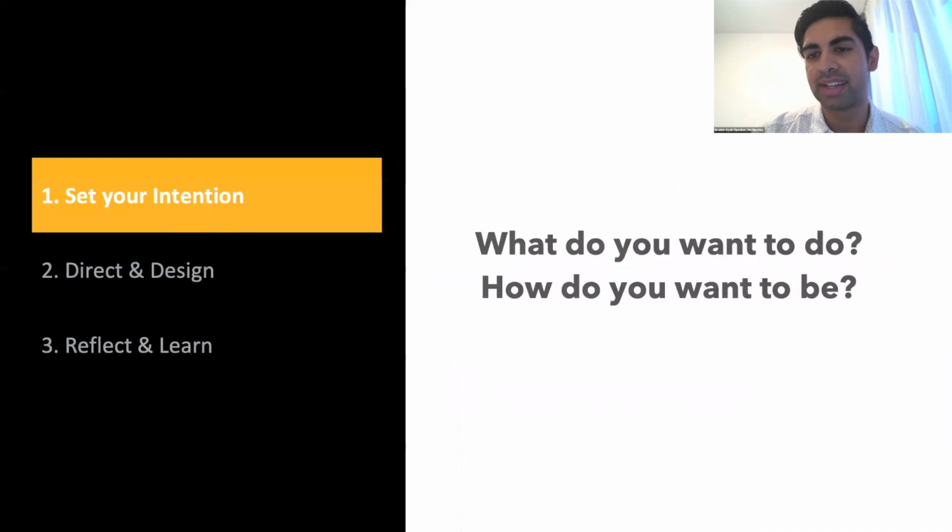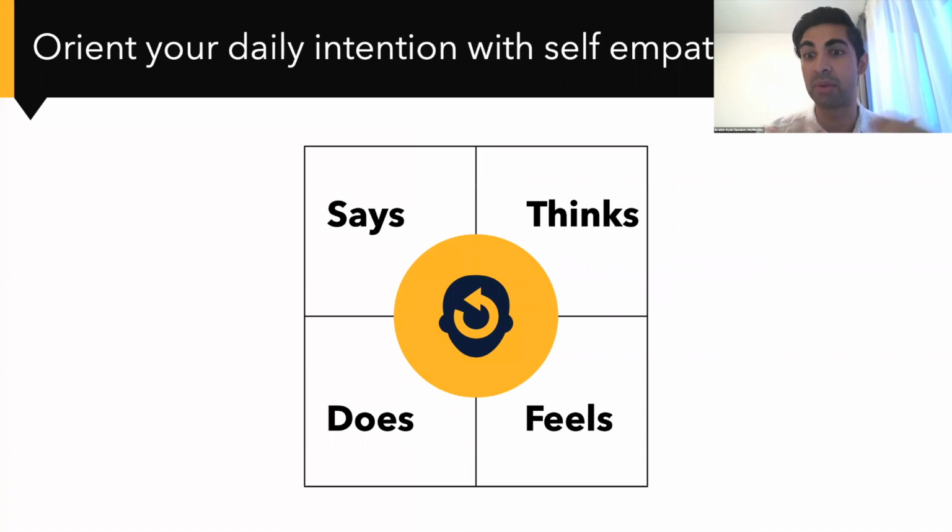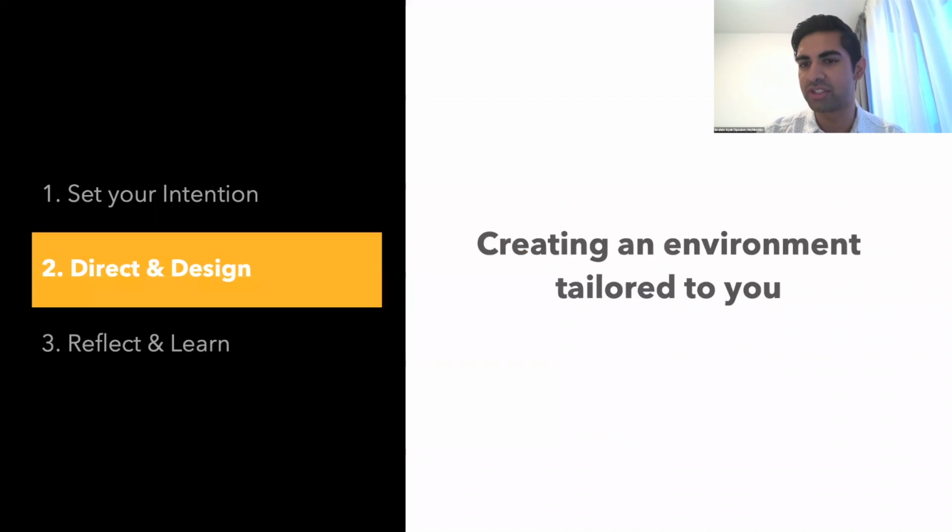For the first one, setting intention, not just what we want to do, but thinking about how we want to be each day. Outside of our constraints, we can't control all of our actions necessarily, but we can control how we go about each day. You may have seen this from other UX projects: empathy mapping with yourself. Thinking about each day, what am I saying, thinking, doing, feeling, and is that really mapped towards what my personal intentions are?